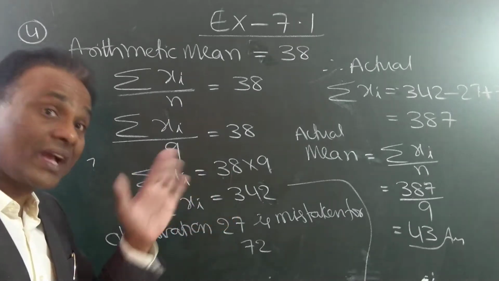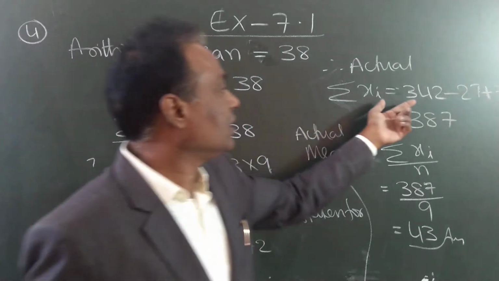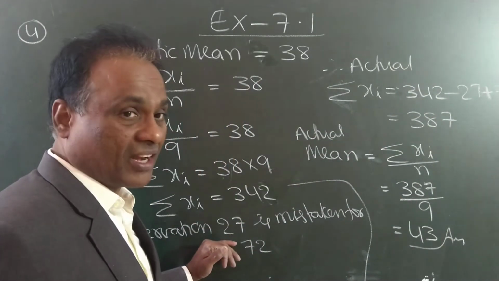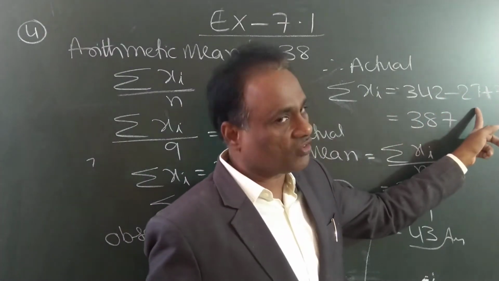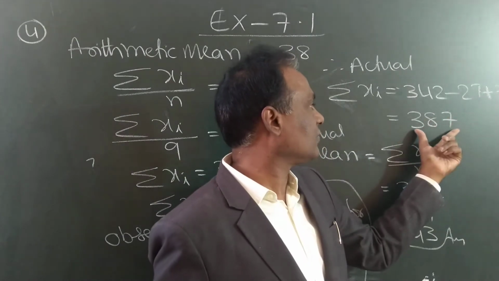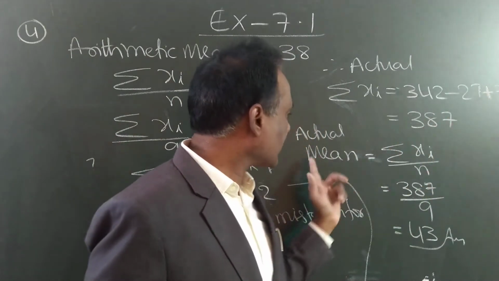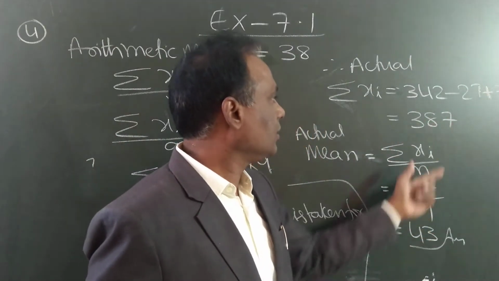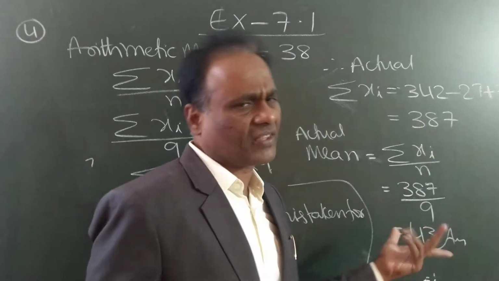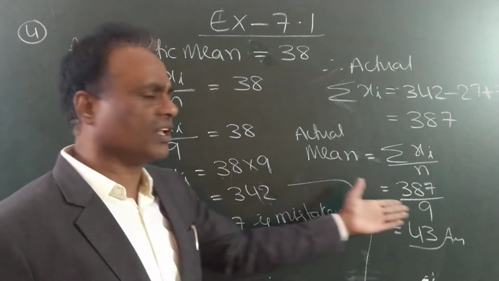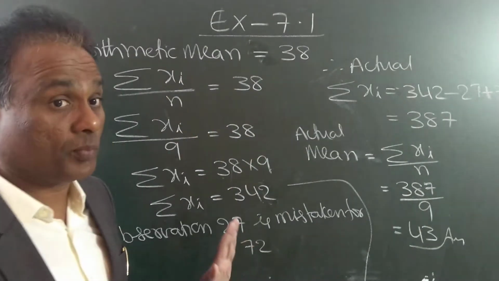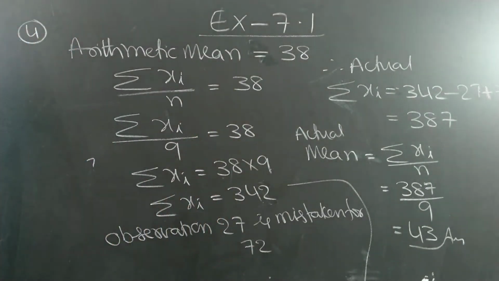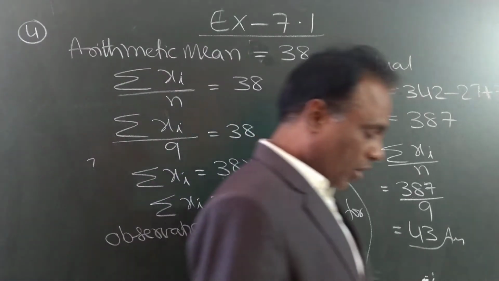So to correct it, from the total, remove the 27, which is a wrong number. Add the new correct number 72. So 342 minus 27 you do and add 72, you will get 387. The correct mean is sigma xi by n. 387 by numbers are 9 only. Previously it was 9, now also 9. You simplify and 43 is the answer. You practice this problem. Students, practice this problem after this class.